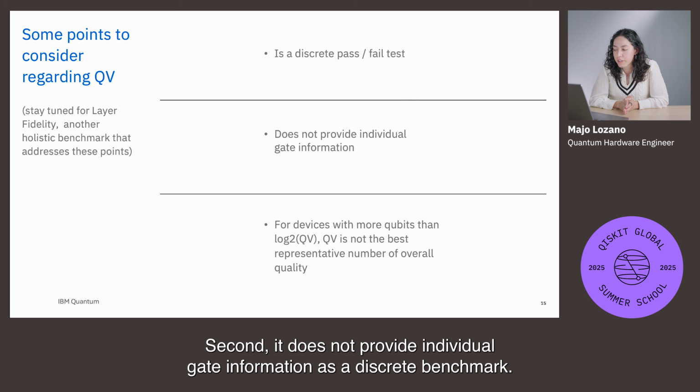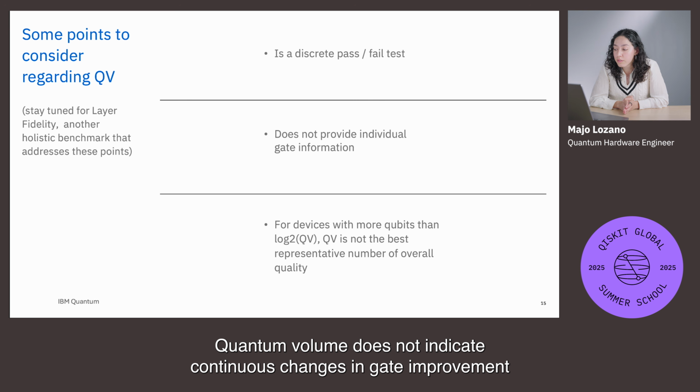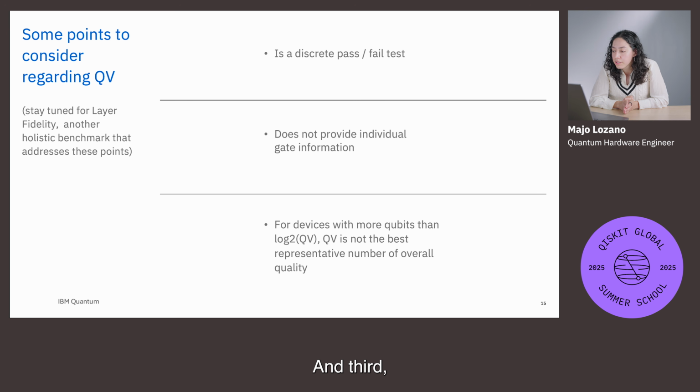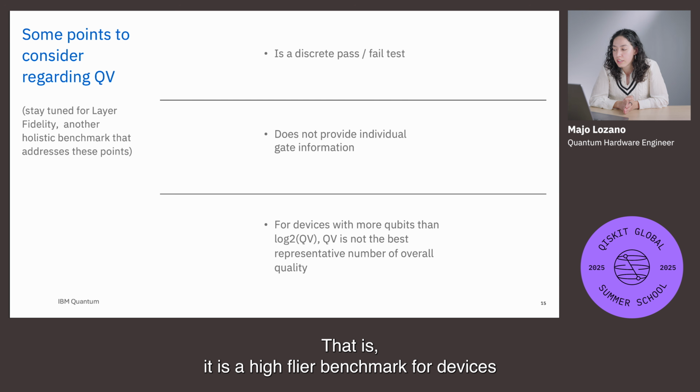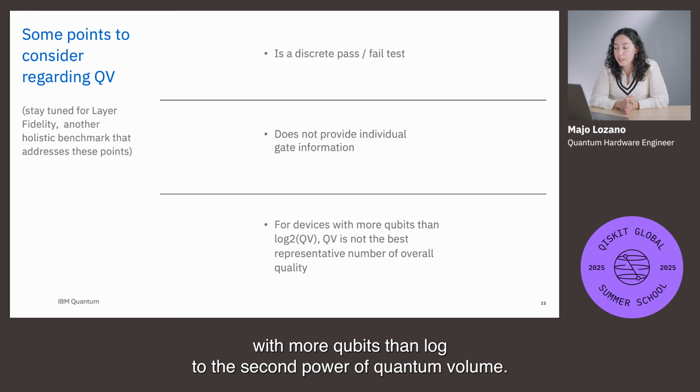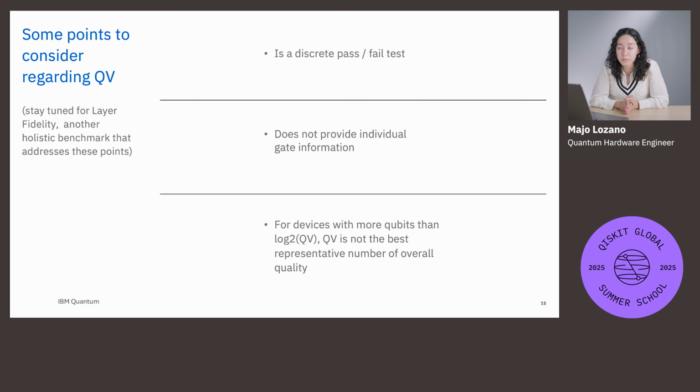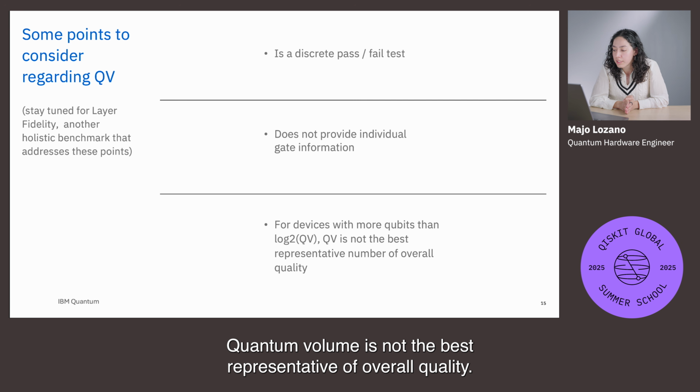Second, it does not provide individual gate information. As a discrete benchmark, quantum volume does not indicate continuous changes in gate improvement. And third, this benchmark reports on the performance of the best subset of qubits on a device. That is, it is a high flyer benchmark. For devices with more qubits than log to the second power of quantum volume, it is not the best representative of overall quality.